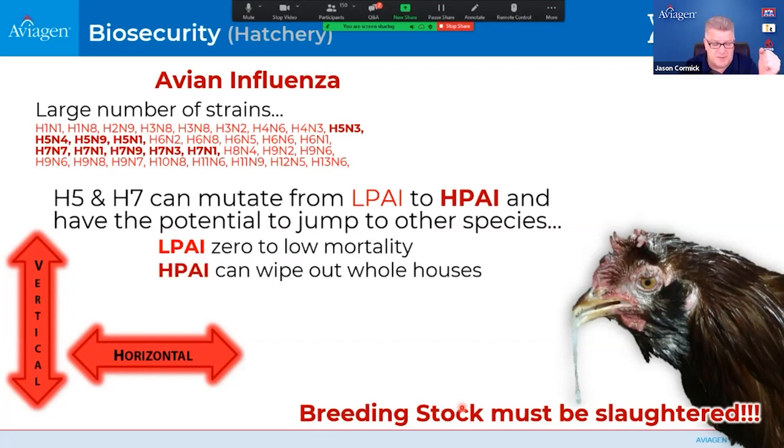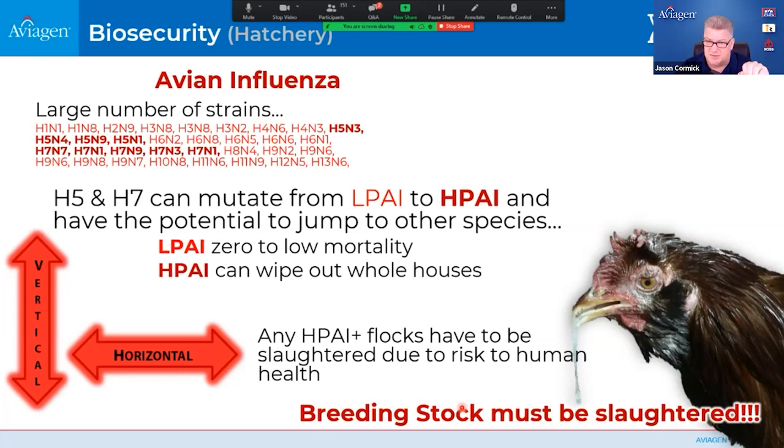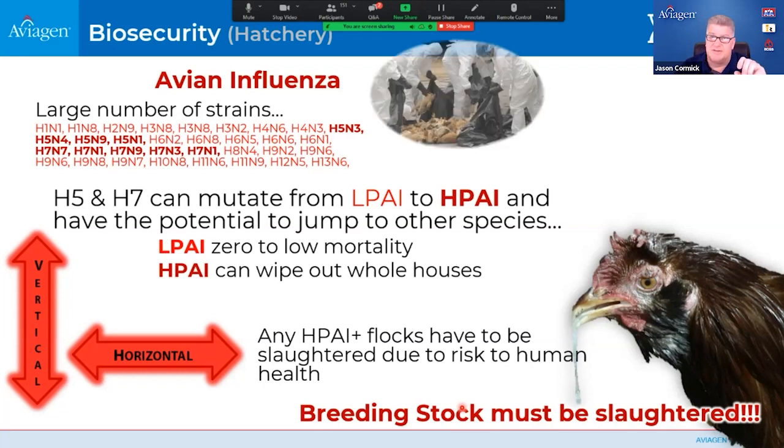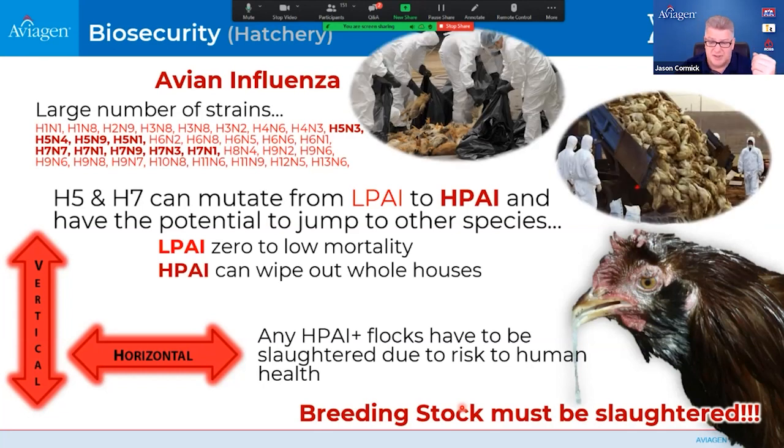If you've got low pathogenic avian influenza, mortality can be quite low, so you might not even notice it that much. But if it flips to high pathogenic, it can wipe out the whole house very quickly. Of course, we have to slaughter everything. But the big risk here is for the people who have to do that. Because it can be transmitted onto humans, it's really not an easy cleaning up process. It's really quite difficult to do.